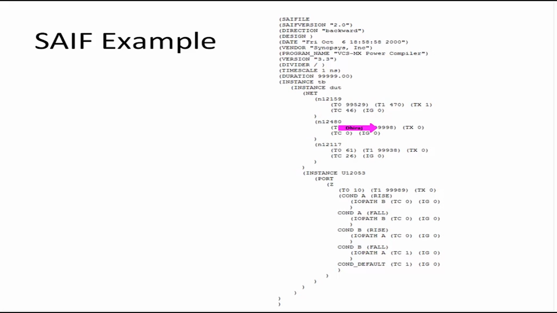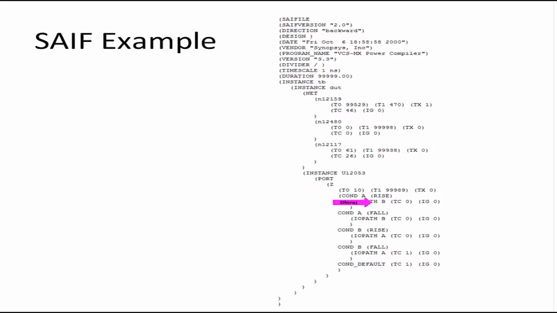This net again, the T0 is 61. T1 is something. The toggle count is again 26. Again similar for this instance here. It tells us again the T0 and T1 values. Again it tells us that it probably has inputs A and B.